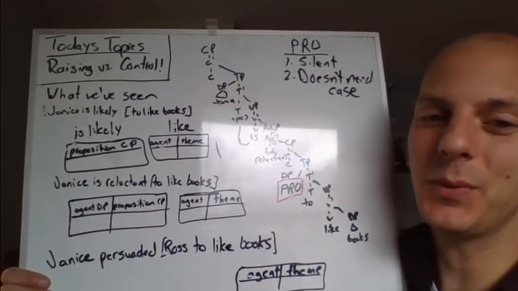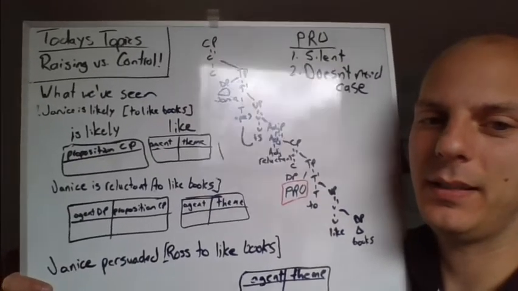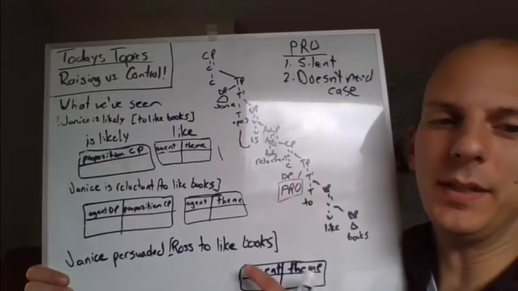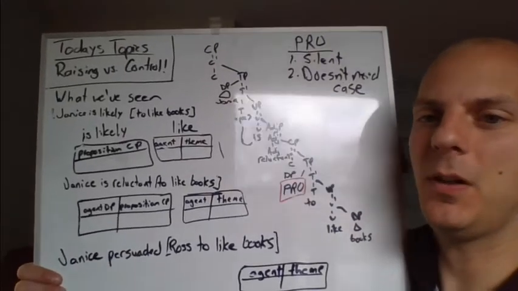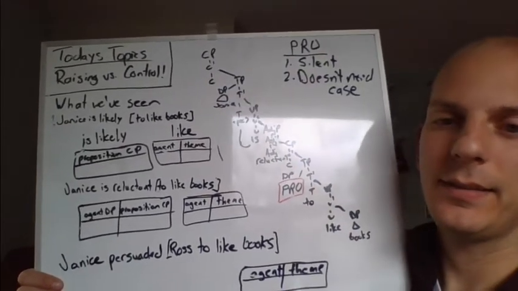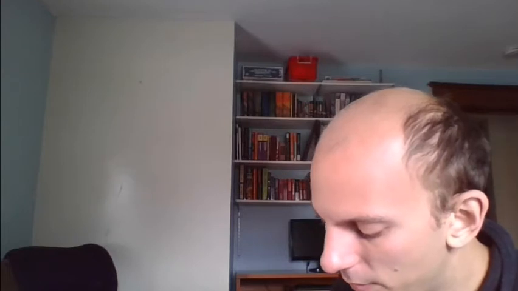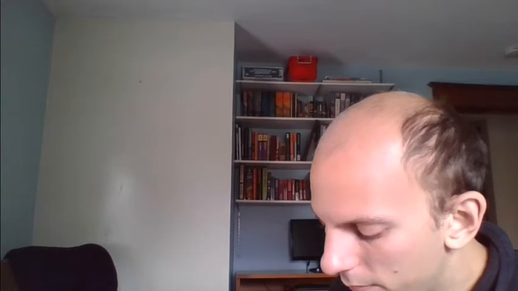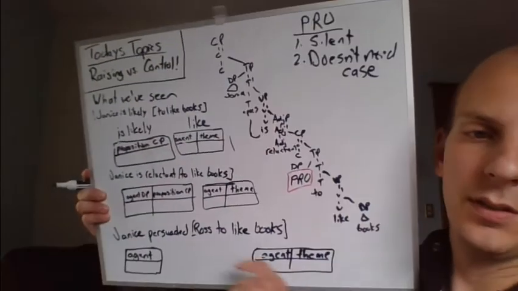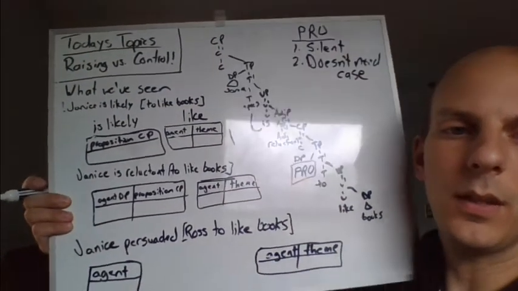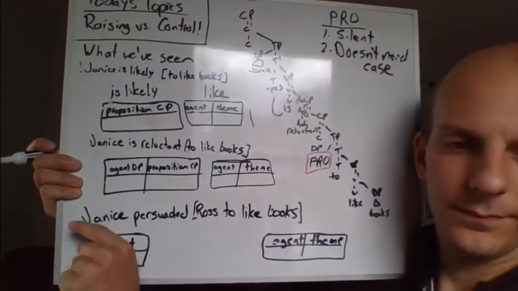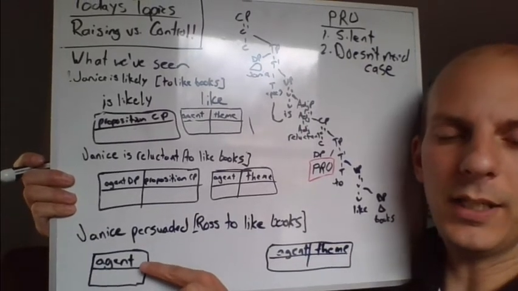Now, persuaded is a really weird type of predicate. Let's do it one by one. Does Janice get a theta role? Is Janice involved in the persuading? Yes. Janice is an agent of the persuading. So I'm going to do this differently. I'm going to do one theta role at a time. So I'm going to say, okay, well, we know that persuade has at least one theta role, an agent one, and that's Janice. Janice is doing it. Janice, my sister-in-law, by the way, has persuaded me to like books.